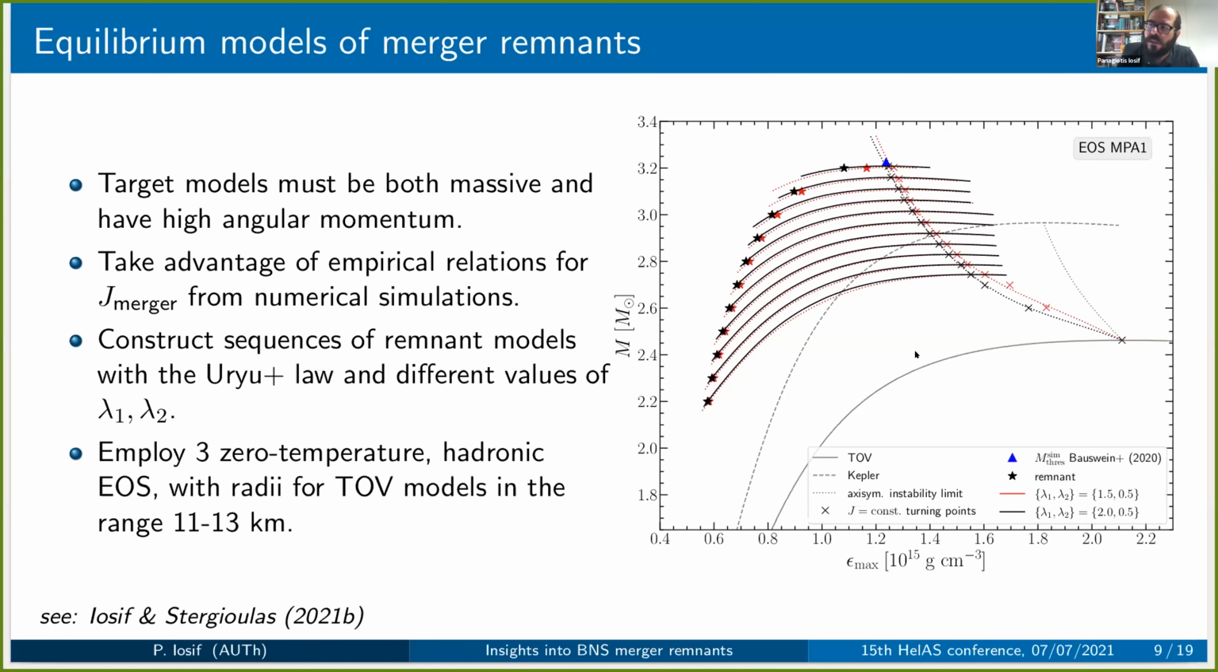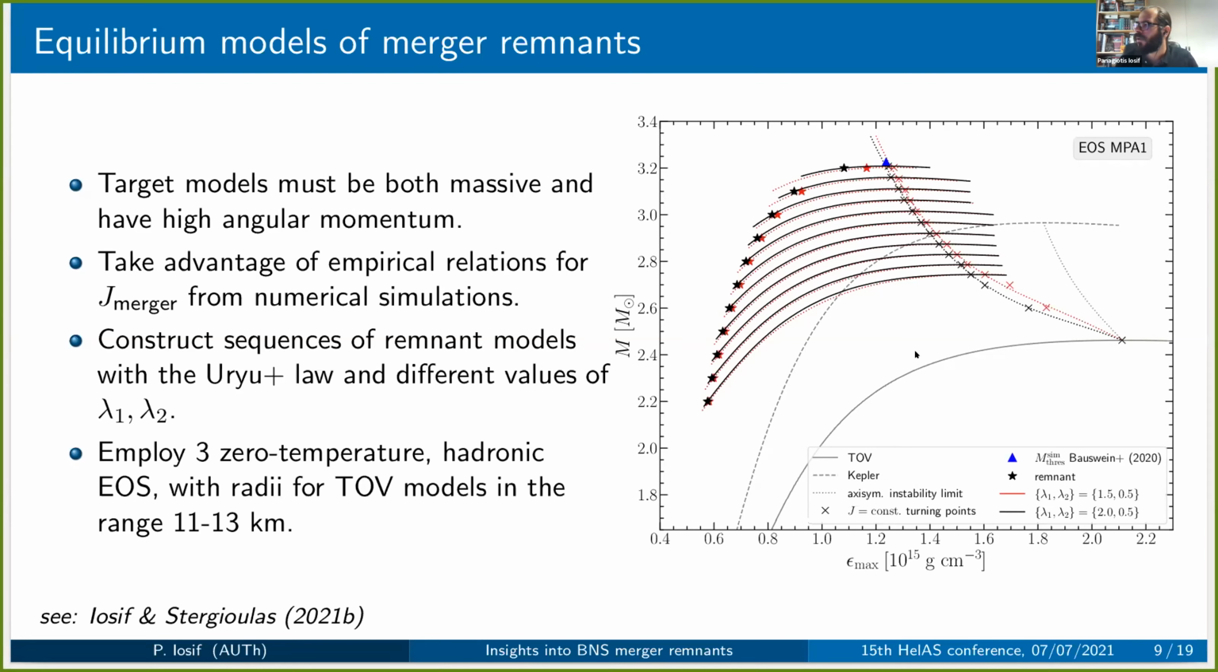Moving on, I will just now gather all the ingredients so far to form our recipe, let's say. So we wanted to construct remnant models, and we wanted them to be massive, which means having masses over 2 solar masses, and we wanted them also to have high angular momentum values. We constructed whole sequences of these remnant models with the new differential rotation law and different values for its parameters. And we did that for 3 cold, hadronic equations of state.